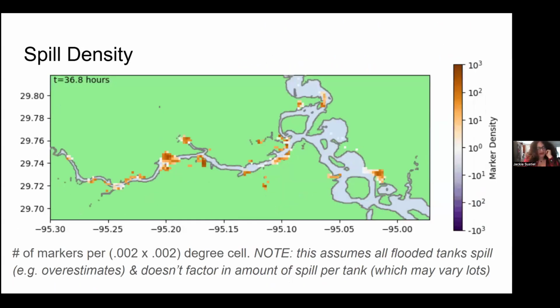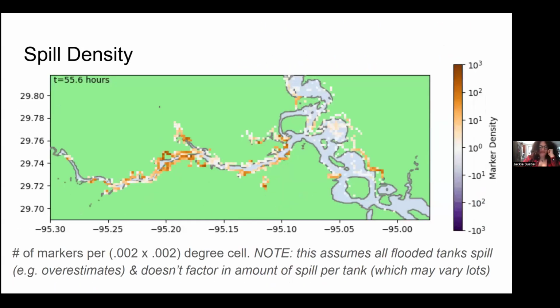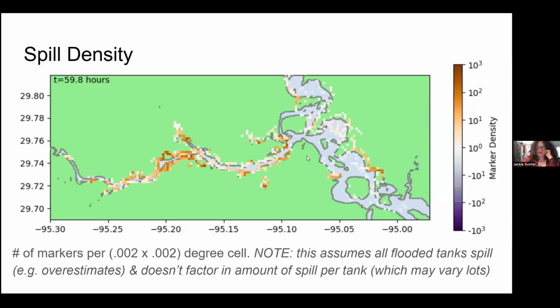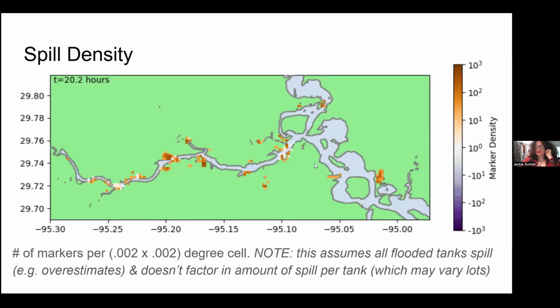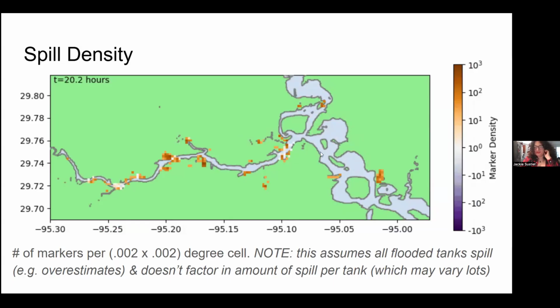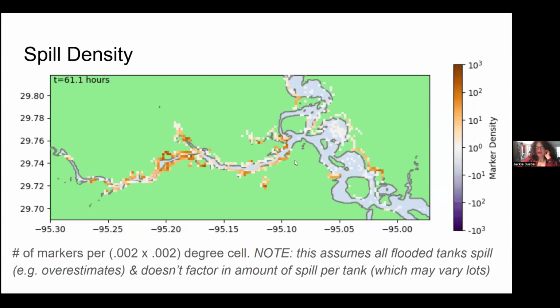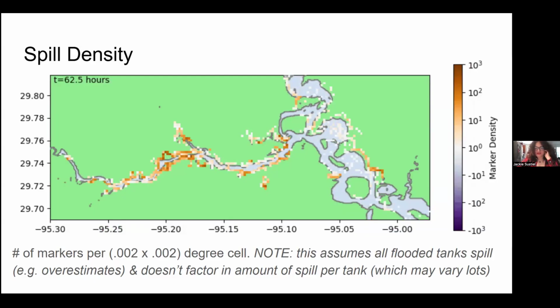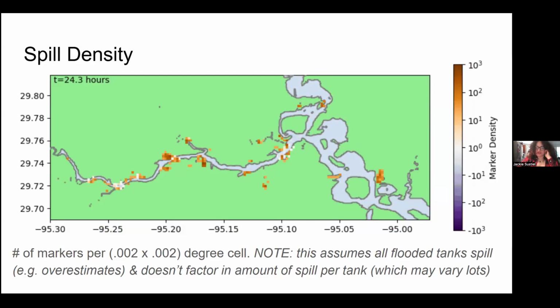You can turn that into a spill density plot. You divide the image up into little cells, and then at each time step you count the number of markers in each cell. In this case, I have 0.002 square degree cells. One thing to note is that we haven't yet accounted for what's actually in the tanks or the expected spill volume. So for the rest of this talk, we're going to be working in terms of marker density and not actual volume.